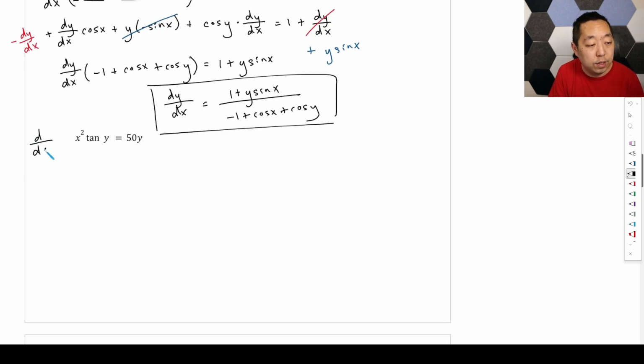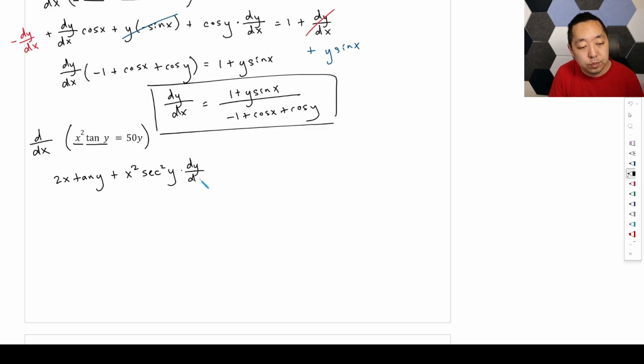Let's take the derivative of both sides here. This one is a product rule because I'm multiplying two functions: x squared times tangent of y. So the derivative of x squared is 2x. Leave the other one alone. That's product rule. And then x squared, the derivative of tangent is secant squared. But then by chain rule, I've got to multiply by dy/dx, the derivative of y, because y is inside the tangent, right? And then the derivative of 50y is 50 dy/dx.